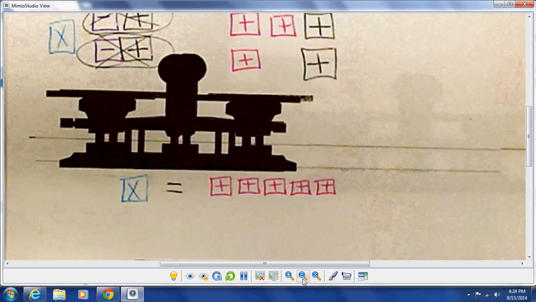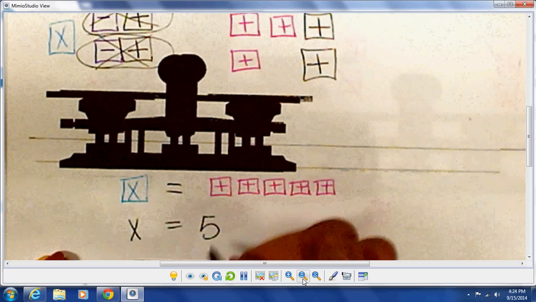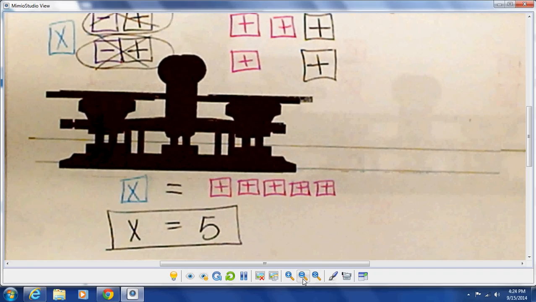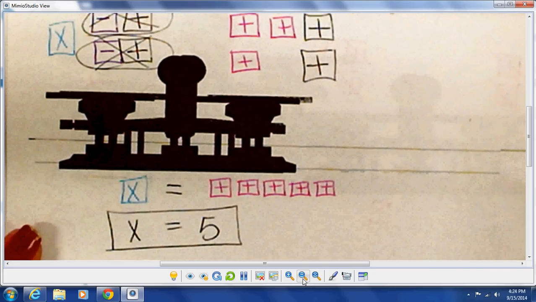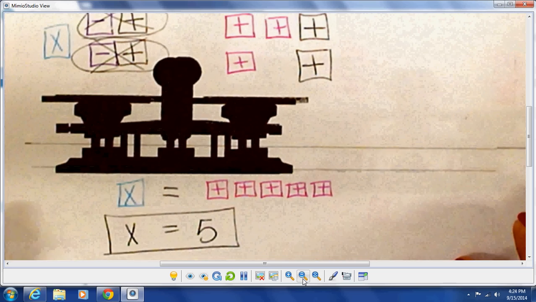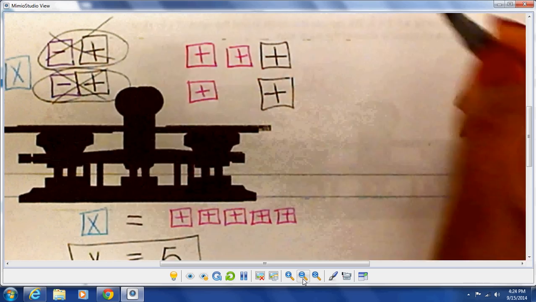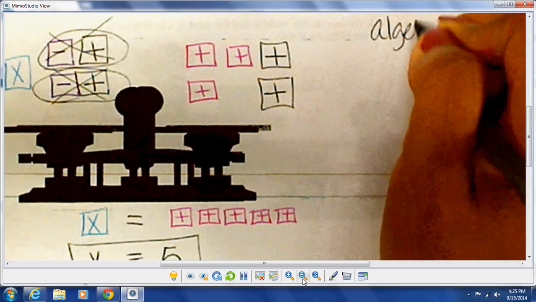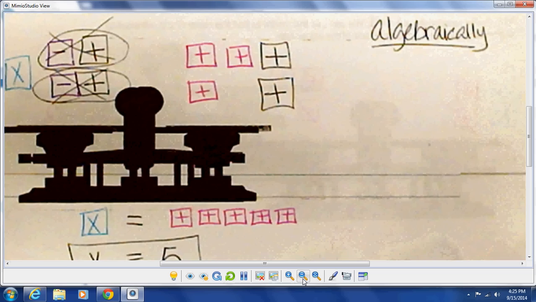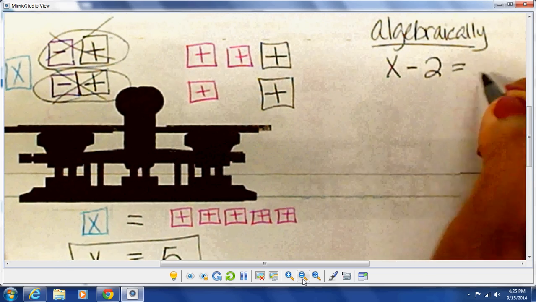So therefore, what my answer is really telling me is that x equals 5. Okay, let's solve algebraically just to make sure that that is correct. Okay, so algebraically, write down the equation first, which was x minus 2 equals 3.